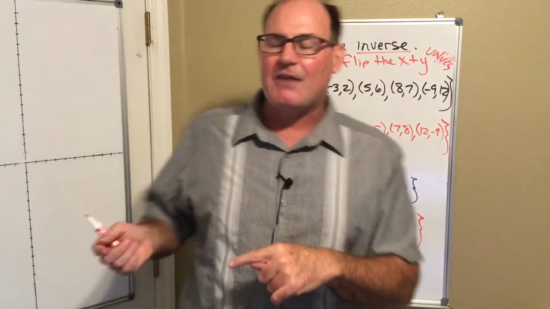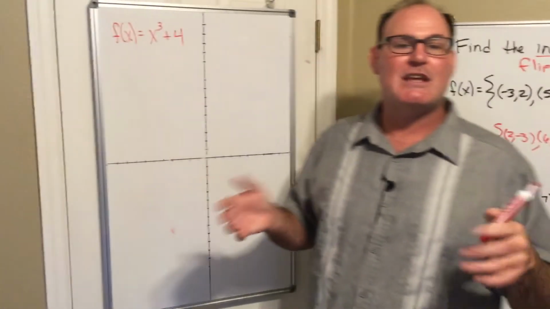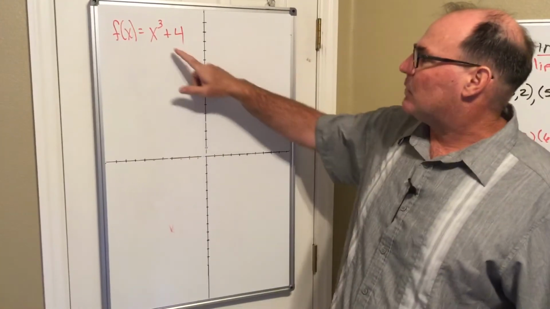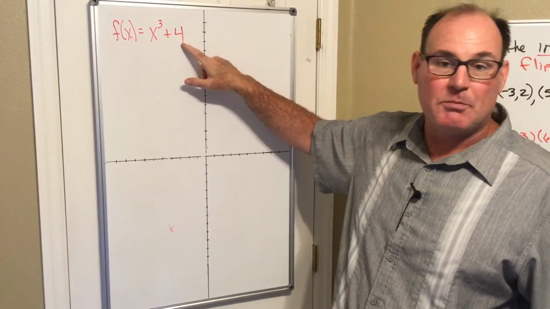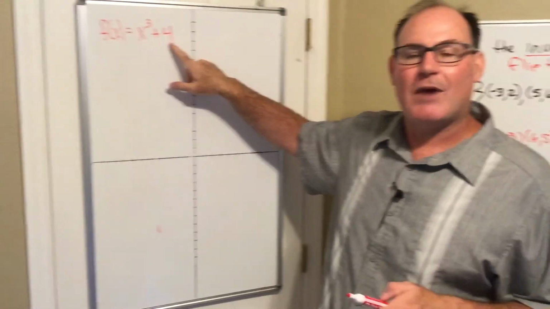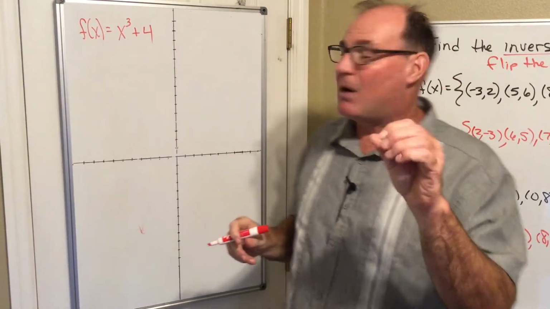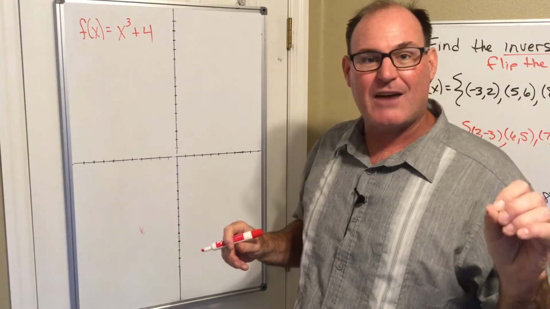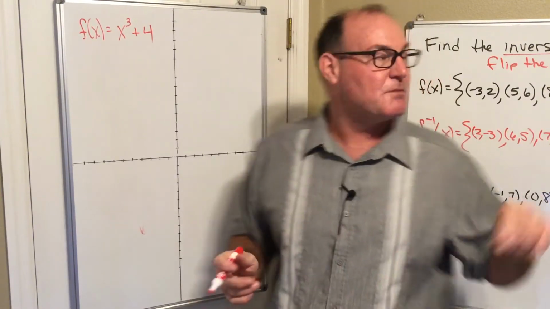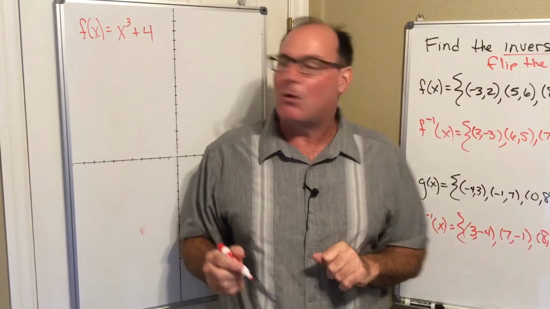Now, going over to my graphing board, here's what I would like you to do. Pause the video, grab a piece of graph paper, and I would like you to graph the function x cubed plus 4. Now, I'm going to do it right now, and I'm going to write our points, and what we're going to do together after you've graphed it is graph the inverse by simply flipping the x and the y values.